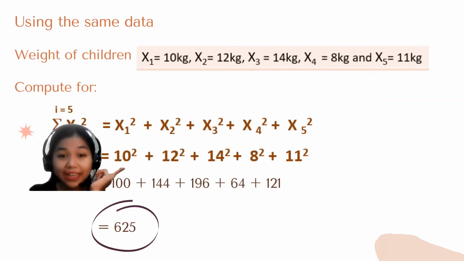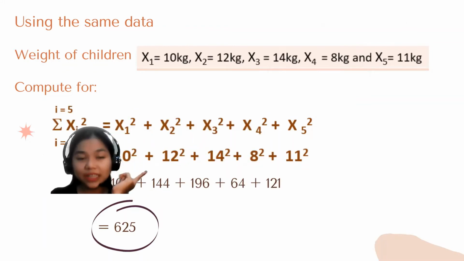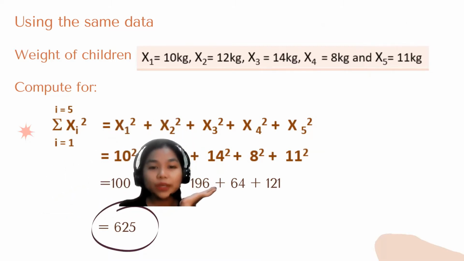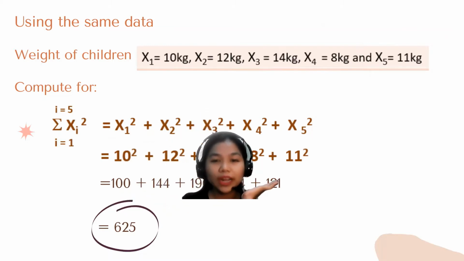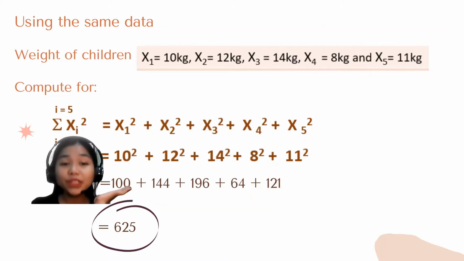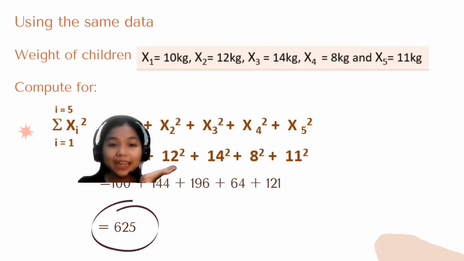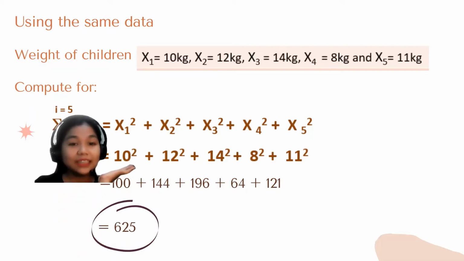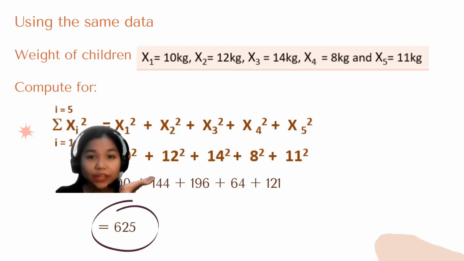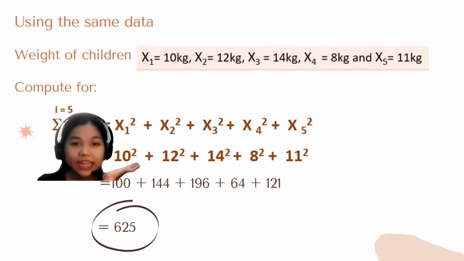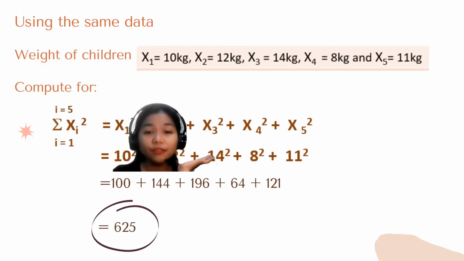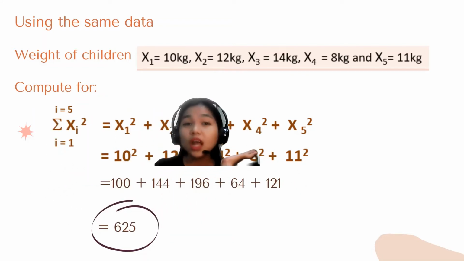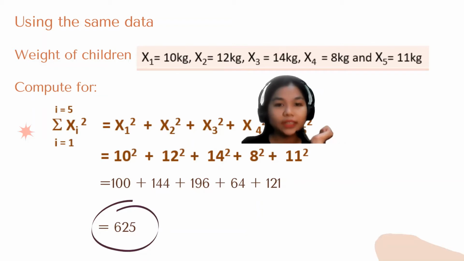So squaring each value of x, 10 squared is 100, 12 squared is 144, 14 squared is 196, 8 squared is 64, and 11 squared is 121. After squaring each value of x, we then get their sum. It's 625. That is the sum of squares of the weights of the 5 children. Take note that we have squared each value of x, and after squaring, we add all of them. That's why it's called the sum of squares.